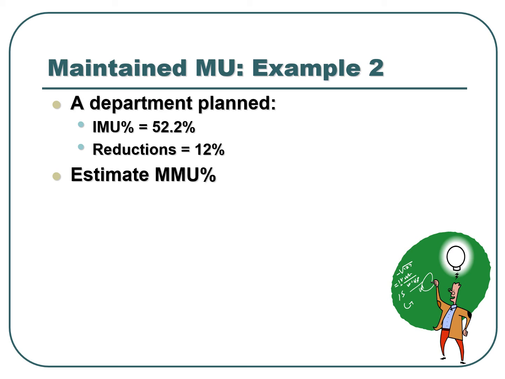Okay, so then let's apply the last formula we just took a look at in this example problem. A department has the IMU percent of 52.2% and reductions of 12% planned out. If this is the case, then let's estimate the MMU percent. Let's pause the video here.